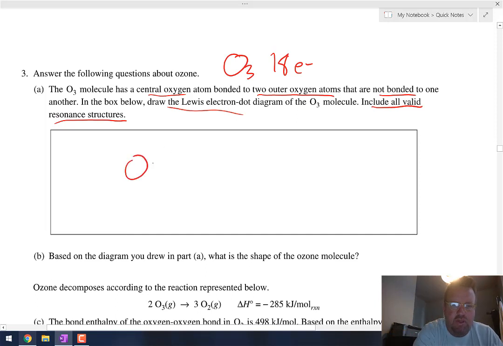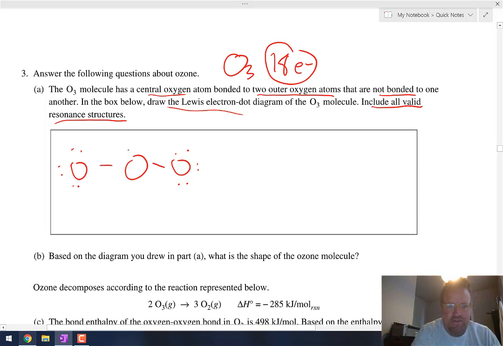So we're going to put one oxygen in the middle, put the other oxygens around it, complete the octet for the outer atoms. There's 16. I have 18, so I have 2 left over, so I've got to put those 2 on the central atom. There's my 18. The central atom doesn't have 8, so I'm going to take 2 from this right side and put a double bond there.